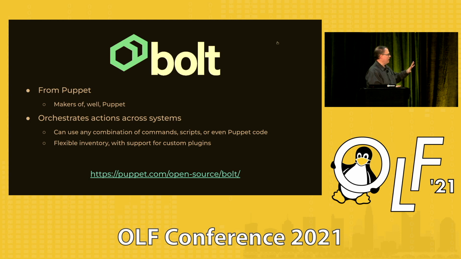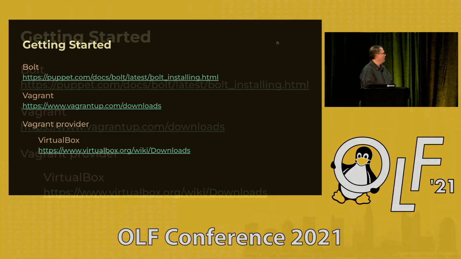One of the things that I want to focus on here is the inventory support. This is one of the cool things about this. It has a pluggable inventory system. So when you combine that with Vagrant, you can define your inventory based on the boxes that you've defined in Vagrant, which is kind of cool. Anyway, you can go to puppet.com/opensource/bolt to learn more about that.